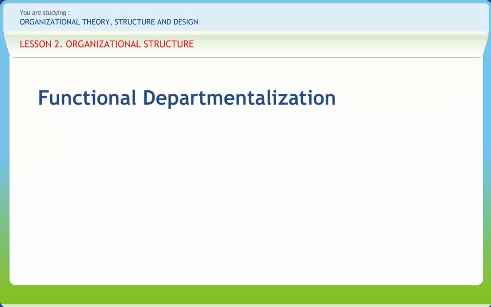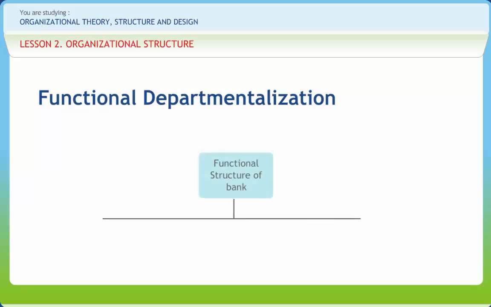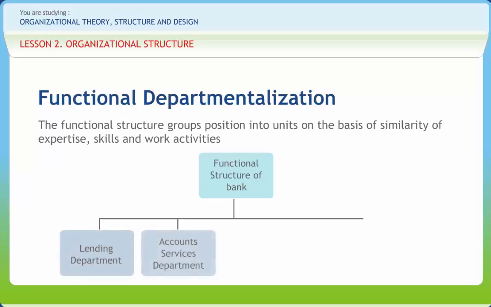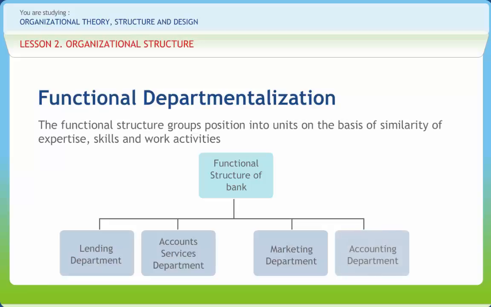When departmentalization groups employees according to the organization's functions, it is called functional departmentalization. The figure below shows a bank organized by functional departmentalization. The functional structure groups positions into units on the basis of similarity of expertise, skills, and work activities. The four functions are lending, account services, marketing, and accounting.